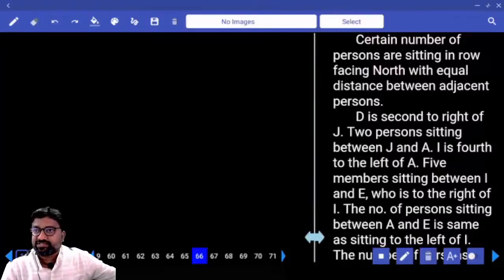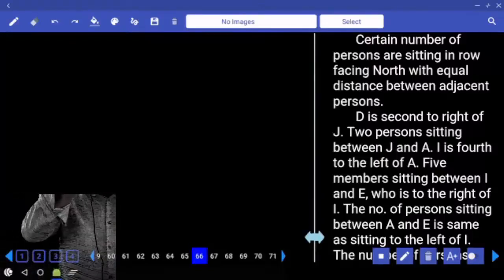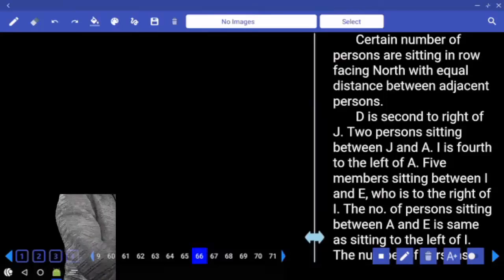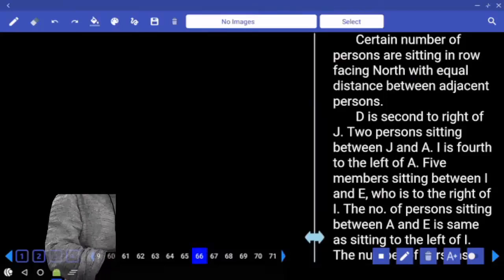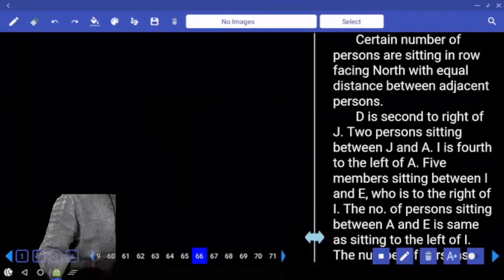With the first question, some important information is missing here. In this question, some important information is missing.